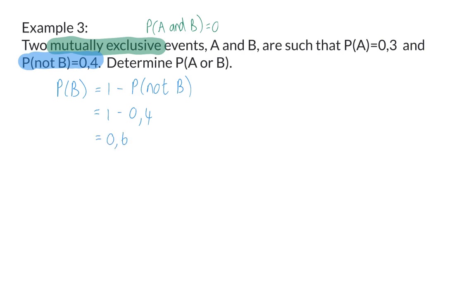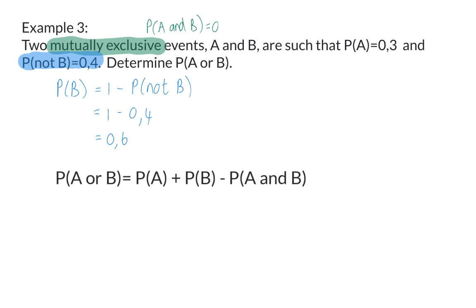And now I can once again go to my general rule, and now we know that the probability of A is 0.3, the probability of B is 0.6, and the probability of A and B is 0, so we could have also left that out. That means the probability of A or B is 0.9.